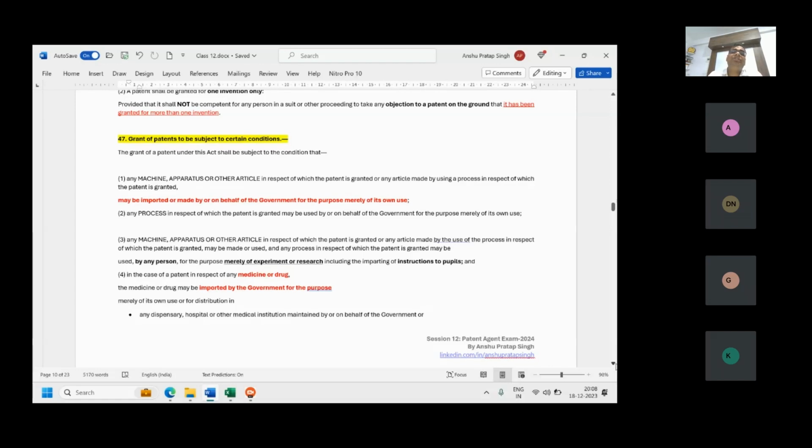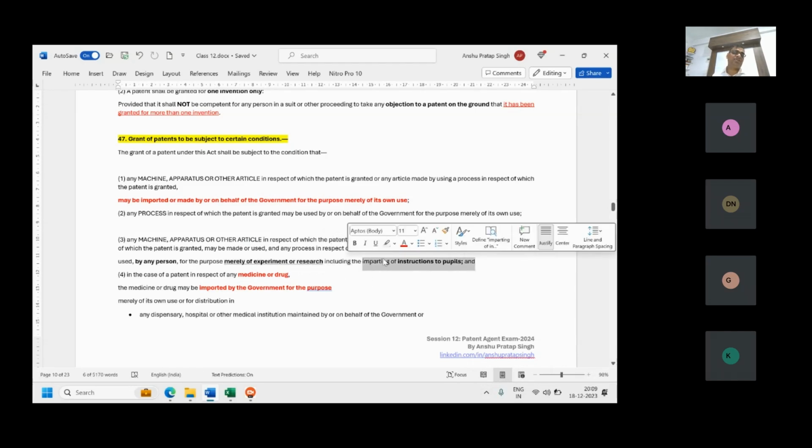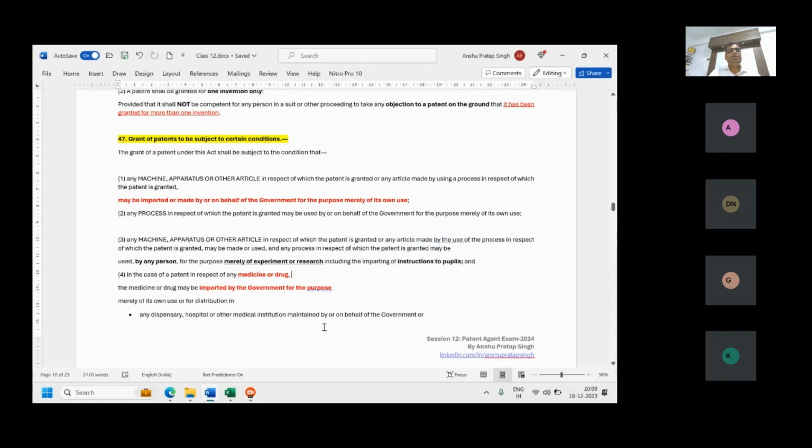If there is a process that can be used by or on behalf of the government for the purpose of only government use. Then comes the third part, which is a research exception: any patented article can be used by any person merely for experiment or research as well as teaching, imparting instruction to the people. This is in the research section, that yes, you can research, you can experiment, you can teach the students.